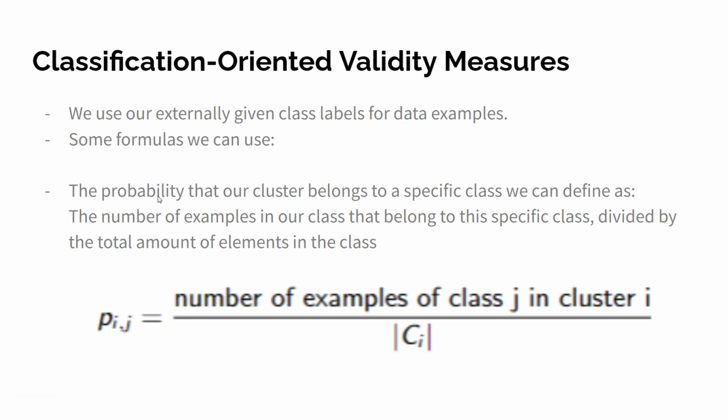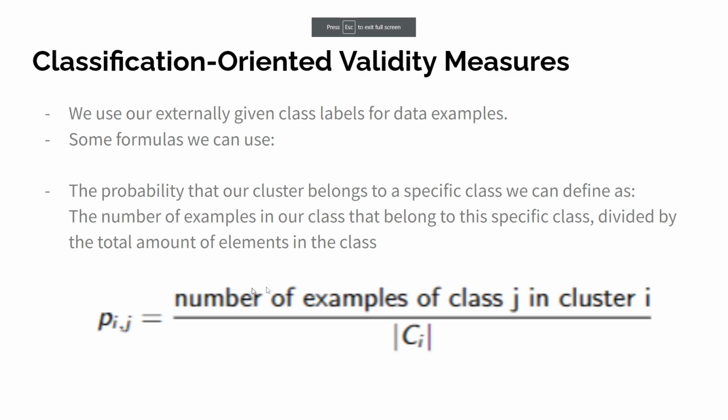So first we're going to look at the probability that our cluster is this specific class, and we're going to define it as the number of examples in our class in the cluster divided by the amount of items in the cluster as a whole. So if our cluster has 10 items and 8 of them are in this one class, so I is the cluster, J is the class, we say if there's 10 items in this cluster and 8 of them belong to this class, we're saying we have an 80% chance that this cluster is this class, and it's correctly quantifying what this class is.